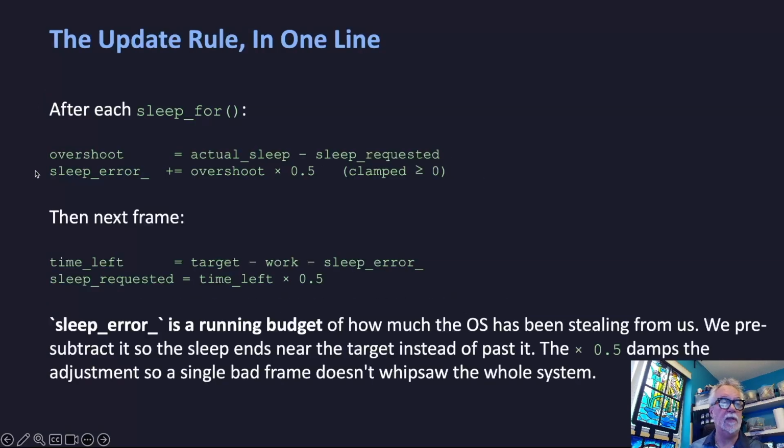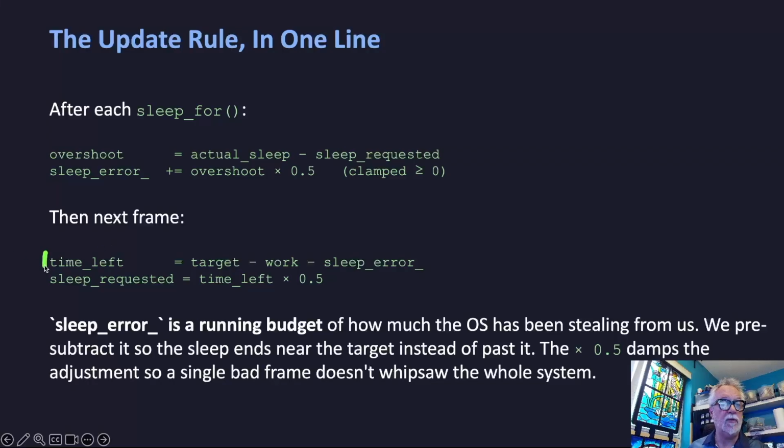So let's dig into this. When we overshoot, we calculate our actual sleep minus the sleep requested. So the sleep error, we add half of this value. And then this thing here is clamped to be 0. So this can never be negative.